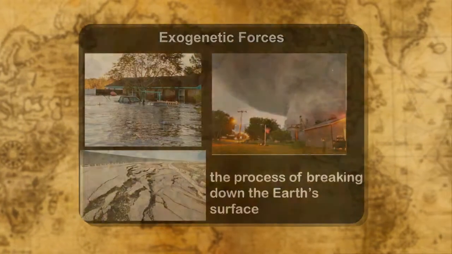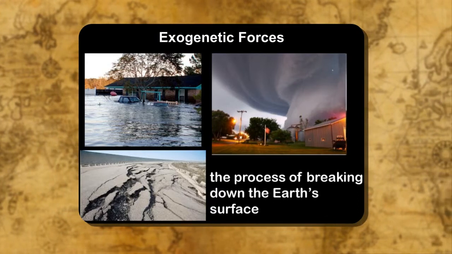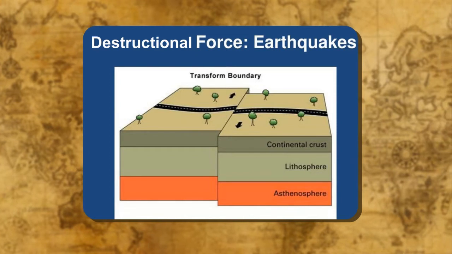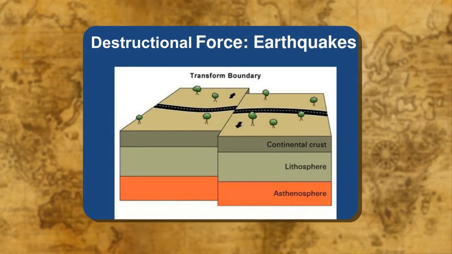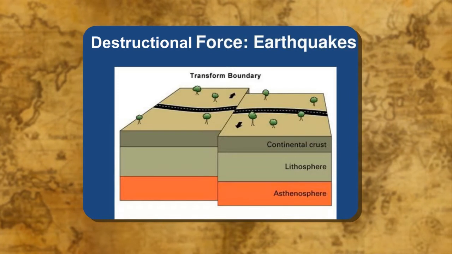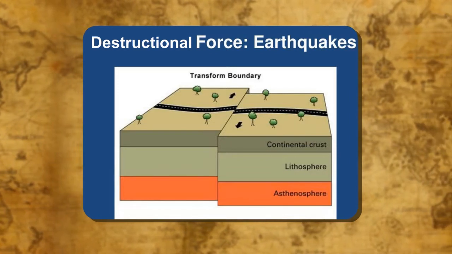Exogenetic forces. The forces that work on the surface of the Earth are called exogenetic forces. Endogenetic or internal forces make the Earth's surface uneven, which is balanced by the exogenetic or external forces. These are also known as destructional forces.